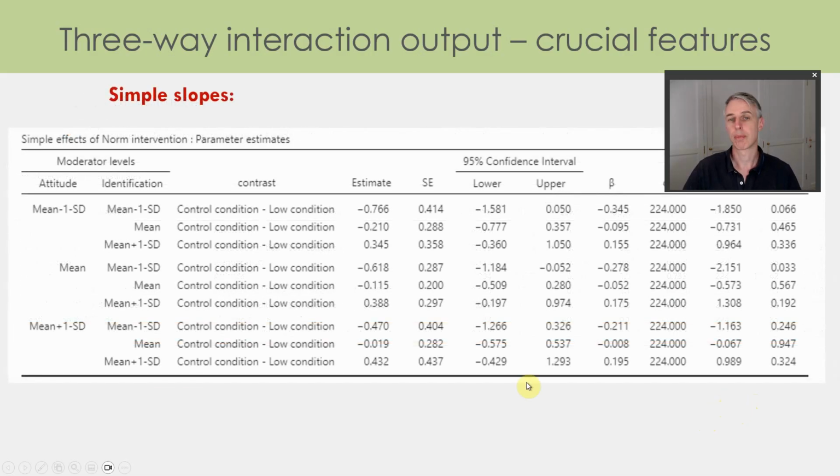We can look at the simple slopes. So again, we have quite a few simple slopes or simple effects here because we're looking at the effect of the norm intervention broken down by low, mean and high levels of identification, and in turn by low, mean and high levels of attitude. So for example, this is the effect of the norm intervention whenever identification and attitude are both low. Okay. What we can see is that the only significant slope, or near significant effect, is again when identification is low rather than high.